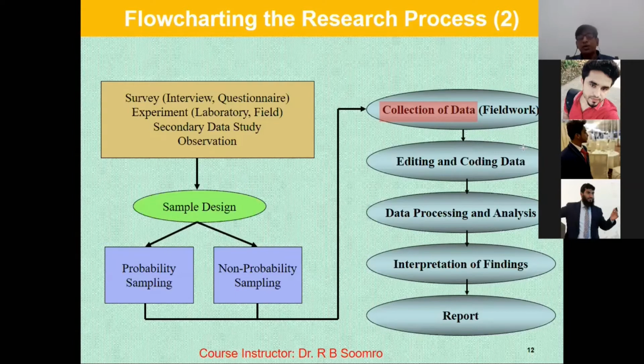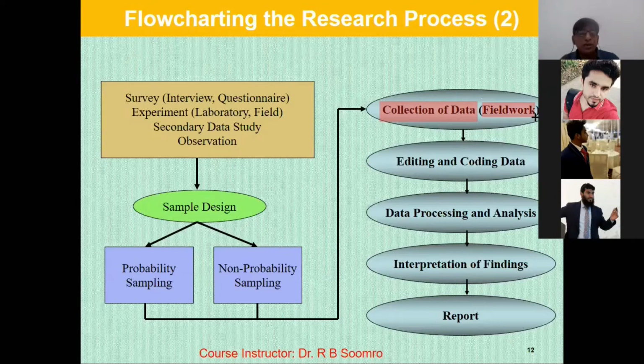There are the 3-point Likert scale, 5-point Likert scale, 7, 9, 11-point Likert scale. The data which we are going to collect on the Likert scale is called quantitative data, and the other type of data, like through interview, through observation, whatever data we are collecting, is called qualitative data. For both, you are required to collect the data through field work.